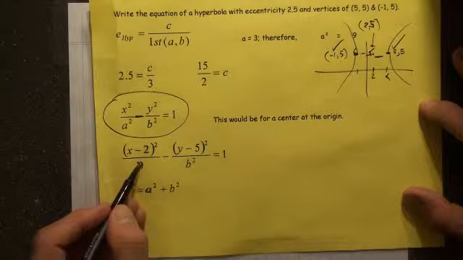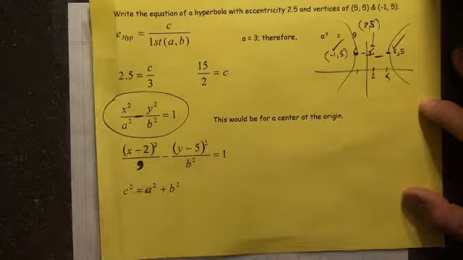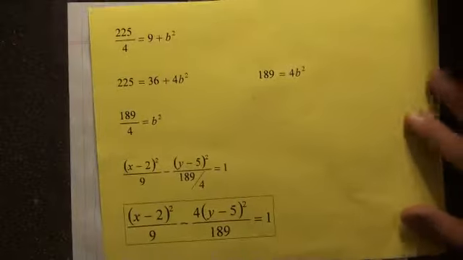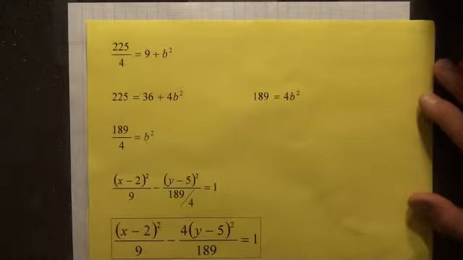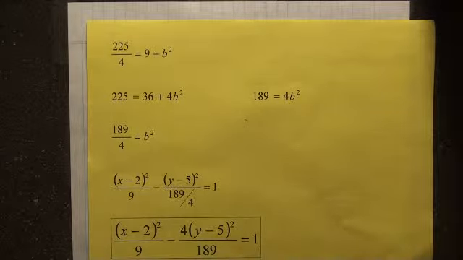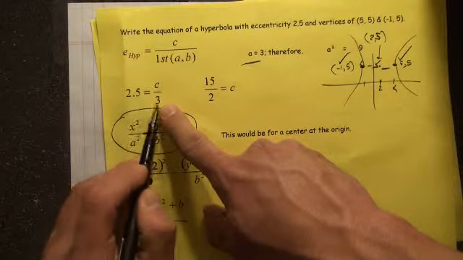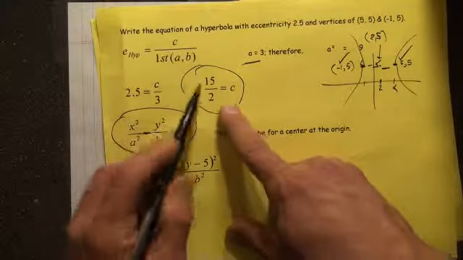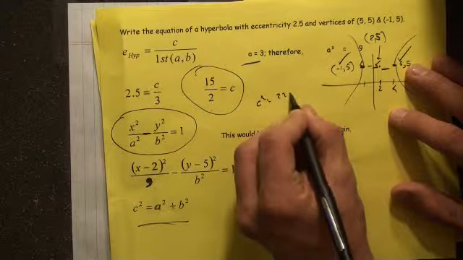Well, we know that a squared is definitely 9, because a is 3. So therefore we use the Pythagorean Theorem, and we have c squared equals a squared plus b squared. How did we get 225 over 4? Well, when we did the eccentricity, we got c equals 2.5 times 3, which is 7.5, which is 15 over 2. So c is 15 over 2. Therefore, c squared is 225 over 4.